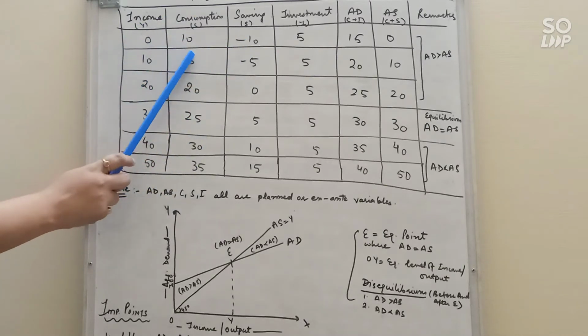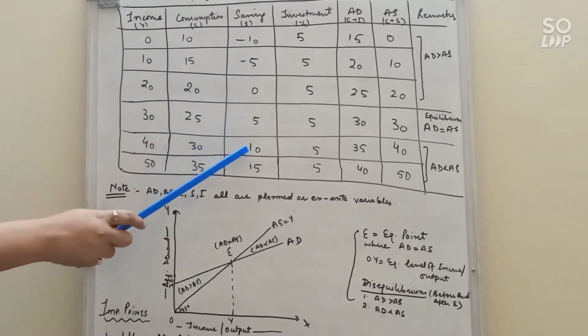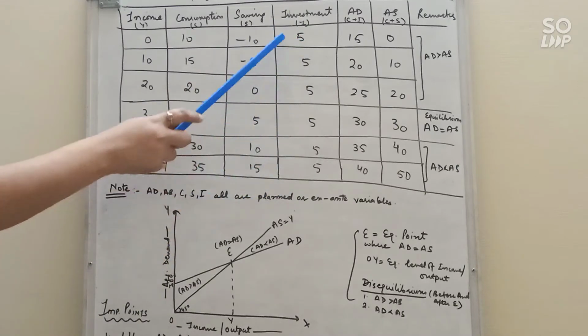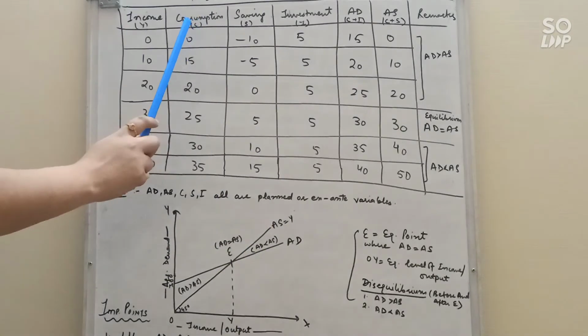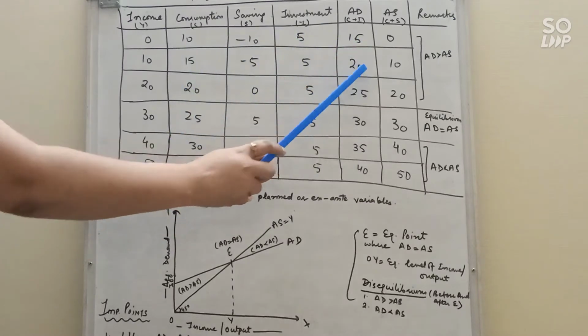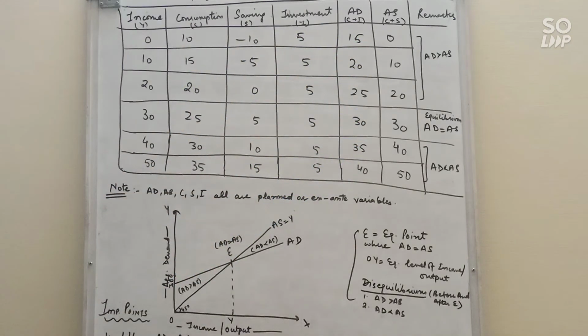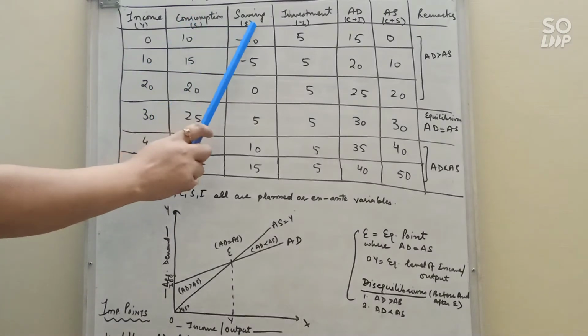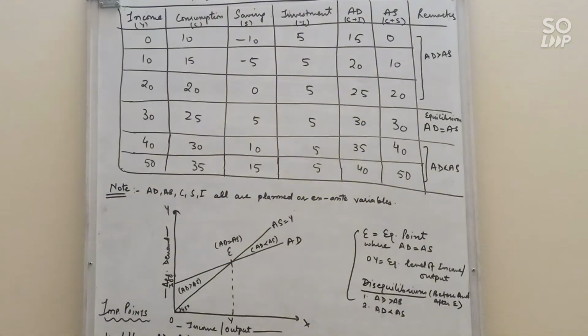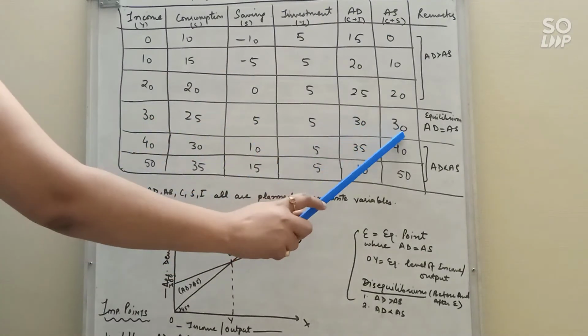Saving we can calculate as income minus consumption: minus 10, minus 5, 0, 5, 10, 15. Then investment; we are taking autonomous investment, so I have taken 5, and it remains the same, 5, 5, 5, in all cases. AD is the summation of consumption and investment, so this column is 15, 20, 25, 30, 35, 40. AS is equal to income, or the summation of consumption and saving: 0, 10, 20, 30, 40, 50. So this is the complete table. Now we need to find the equilibrium level. The equilibrium level is the point where AD is equal to AS. We can see that when income is 30, AD is equal to AS.